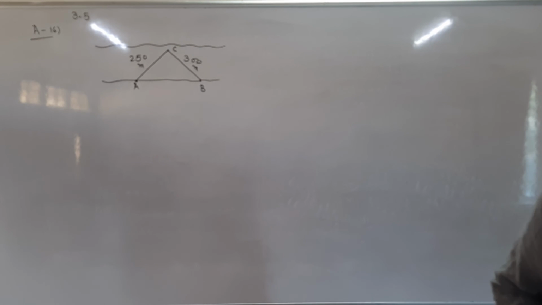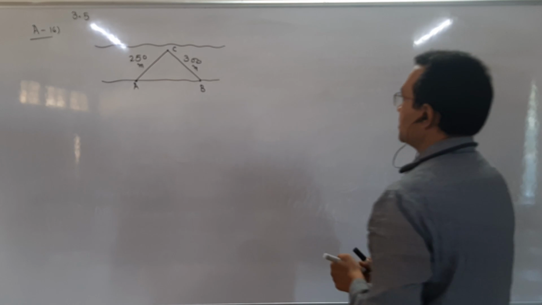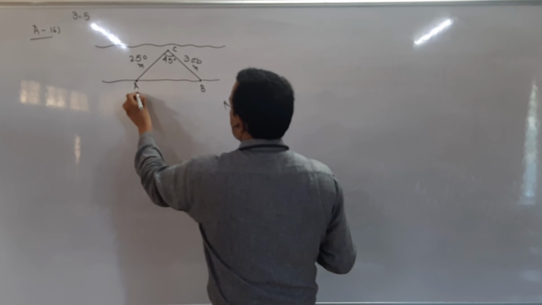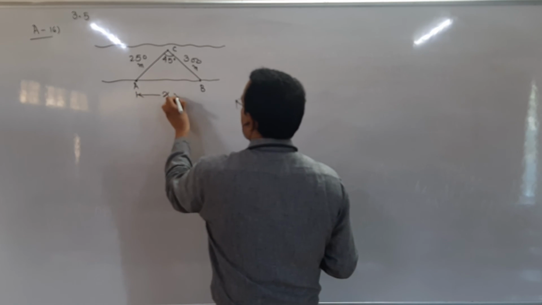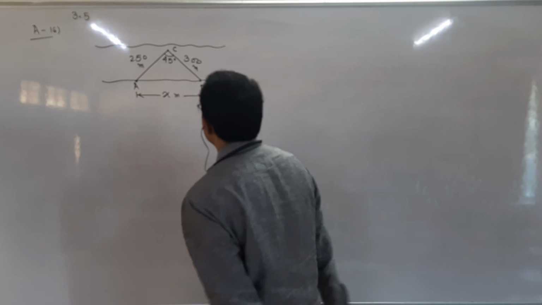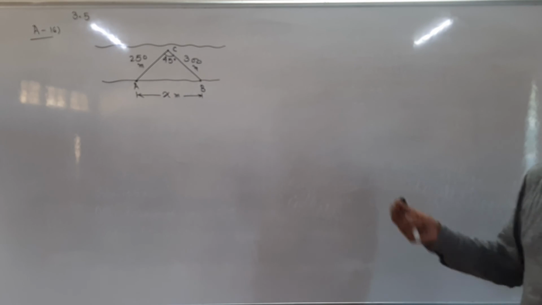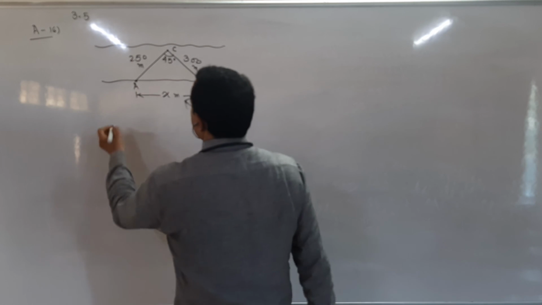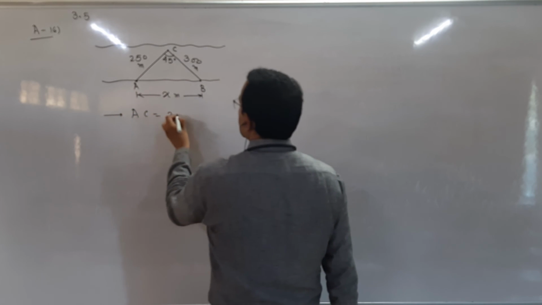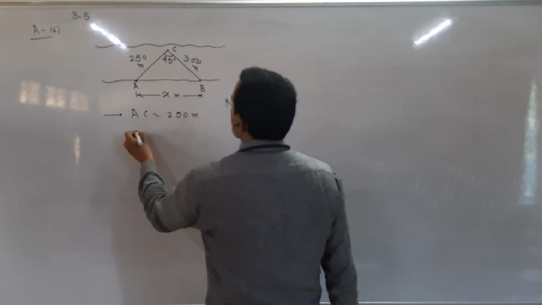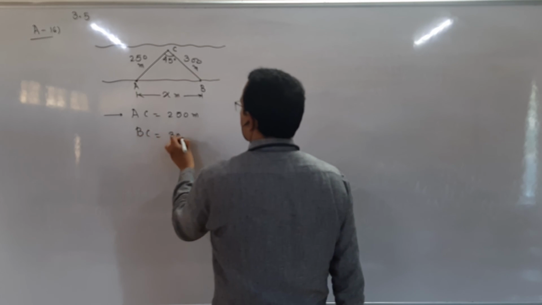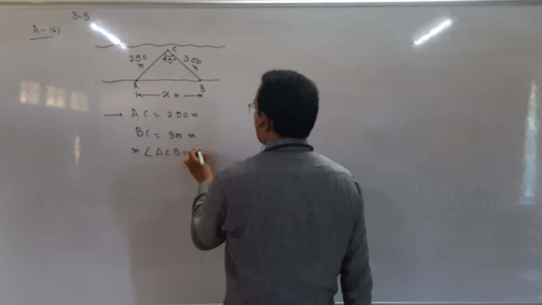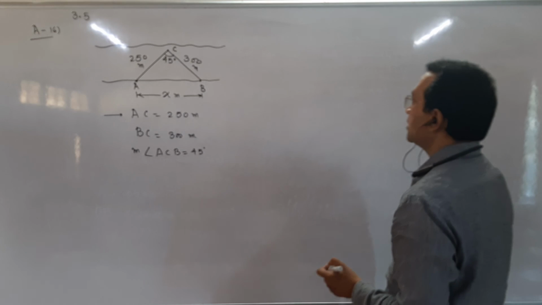If the angle C is 45 degrees, find the distance between the trees. This angle ACB is 45 degrees. The separation between the trees is said to be x meters. Now this is a very simple application, students, of the cosine rule. Description of the figure: distance AC is equal to 250 meters. Distance BC is equal to 300 meters. Measure of angle ACB is equal to 45 degrees, which is the point in the river.